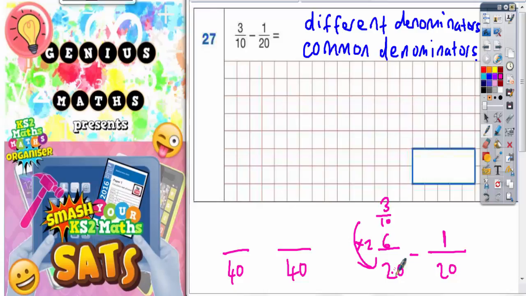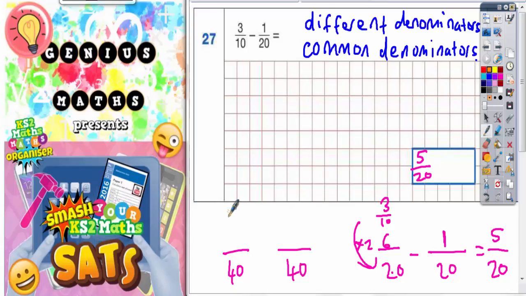That's like saying 6 apples take away 1 apple. Well, 6 apples take away 1 apple would be 5 apples. So 6/20 take away 1/20. It's like 20ths is the unit that we're using. So 20ths is the unit that we have in the answer. So 6/20 take away 1/20 is 5/20. So you could put an answer of 5/20.